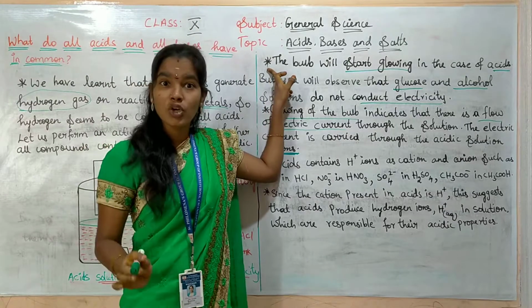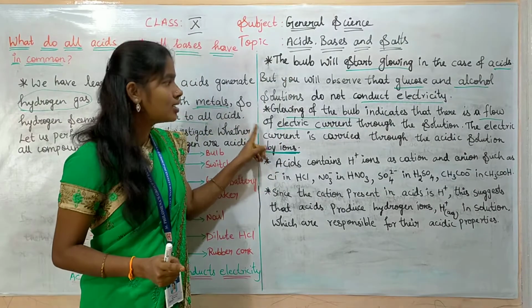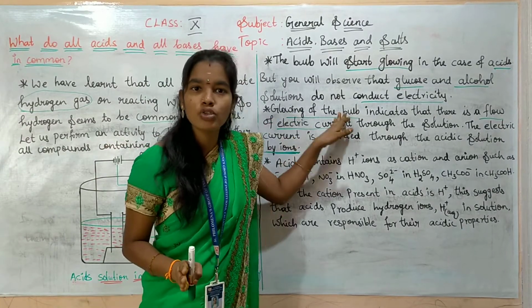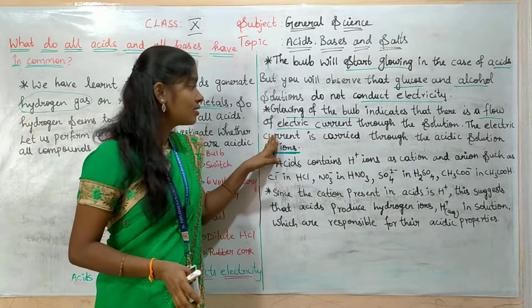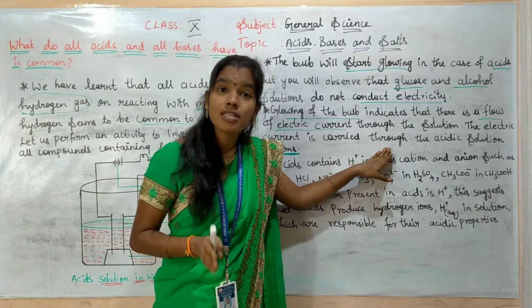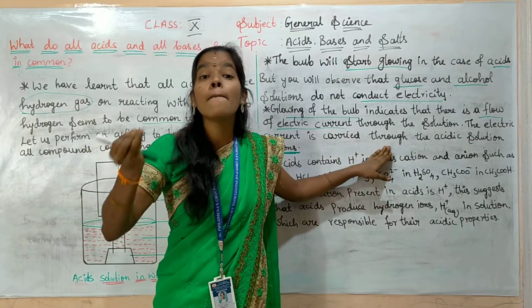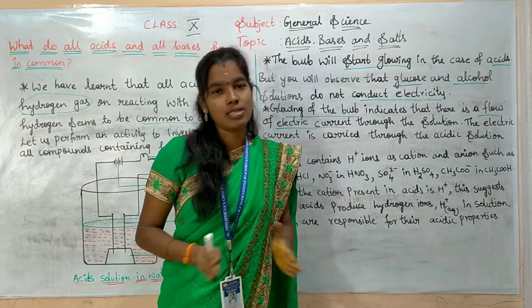The bulb will start glowing in the case of acids. Why? Here you can see glowing of the bulb indicates that there is a flow of electric current through that particular solution. Okay, and the electric current is carried through the acidic solution. How is electric current carried through acid solution? By ions. So acids will dissociate into ions.